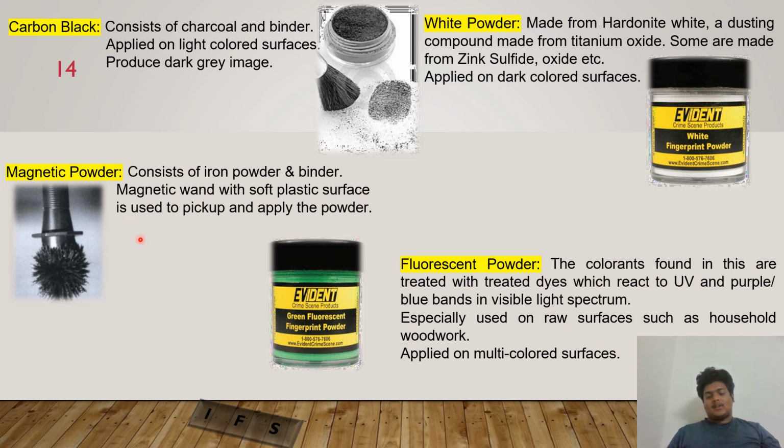Magnetic powder consists of iron powder, or the iron particles and binders. A magnetic wand with a soft plastic surface is used to pick up and apply the powder. Then we have fluorescent powder. The colorants found in these are treated with dyes, which react with UV and visible light spectrums, especially used on multicolored surfaces.